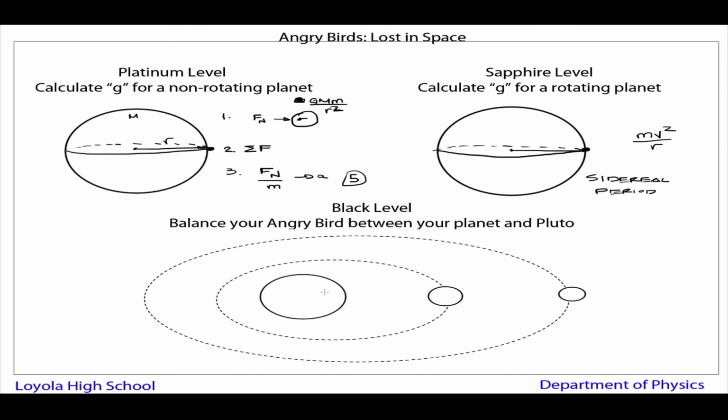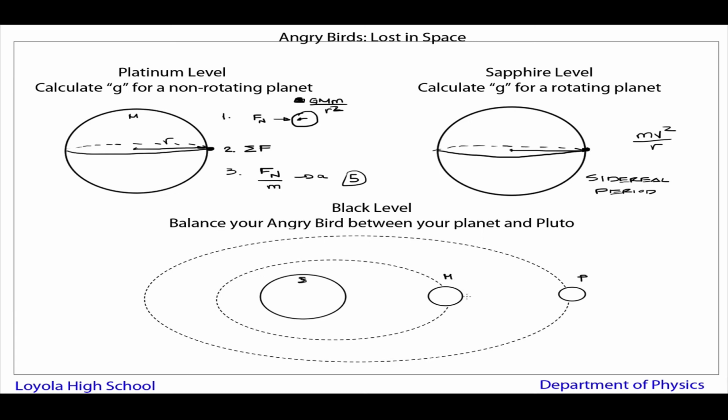Okay. The last level, the black level, is called the balancing act, and the basic idea behind it is this. We have the sun here, that's the sun at 5. We have the planet that your Angry Bird is orbiting, which you found in the gold level. Let's say it's Mars. And here's Pluto.